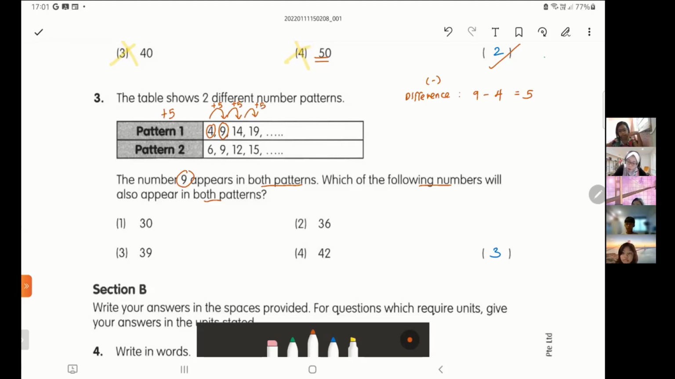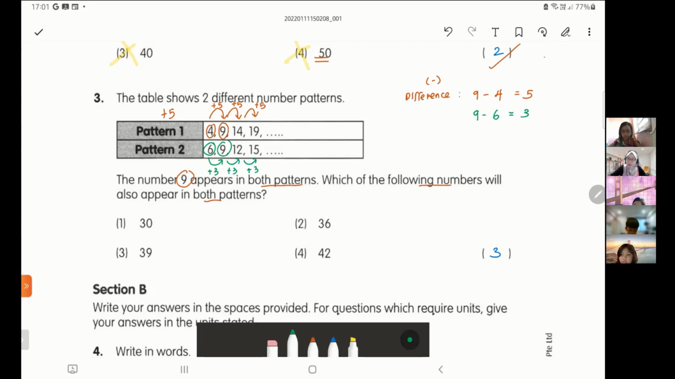Let's look at pattern number 2. Let's find the difference between 6 and 9. 9 minus 6 equals 3. So from 6 to 9, I plus 3. The numbers get bigger in pattern number 2 as well, so I need to add 3. Add 3 all the way, right? So here also plus 3, here also plus 3, right?